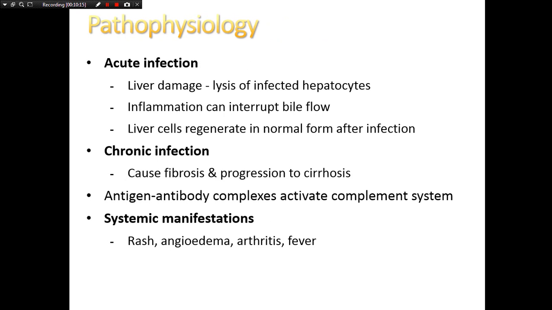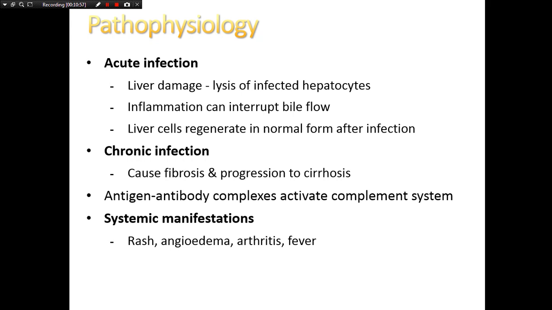So the pathophysiology in the acute infection, you're going to have liver damage from lysis of infected hepatocytes or liver cells. The inflammation throughout the liver can interrupt bile flow. When the liver starts to repair after an active infection, when it's not going to progress to chronic, the liver cells can regenerate in normal form after the infection. In a chronic infection, as it progresses, it can cause fibrosis and progression to cirrhosis and those changes associated with cirrhosis.